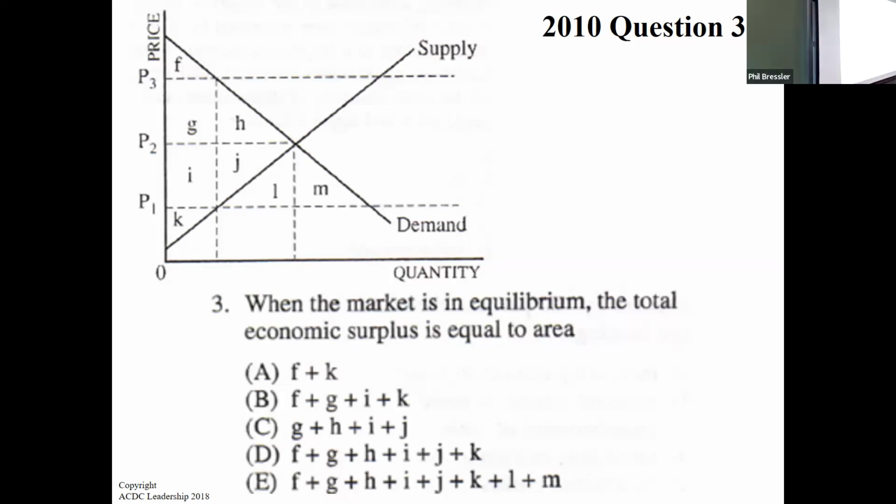Yes, sir. For the drill question, since it doesn't ask about a floor or ceiling, the total surplus is just the entire area, F, G, H, I, J, K. Yes. So we don't have to look at any vertical lines at all. No, those are probably there for asking the second and third questions, like I just did.